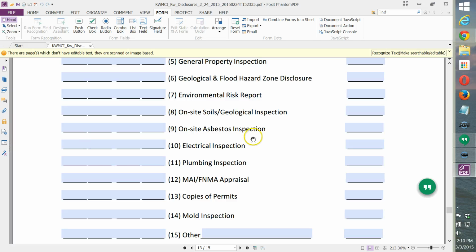Why would you want to get an appraisal? I mean, that's $500 or $600 that somebody's gonna be paying. Why would you want to get an appraisal in advance? Just to show the buyers, if you're asking for a certain dollar amount. I've not done that often, but sometimes.